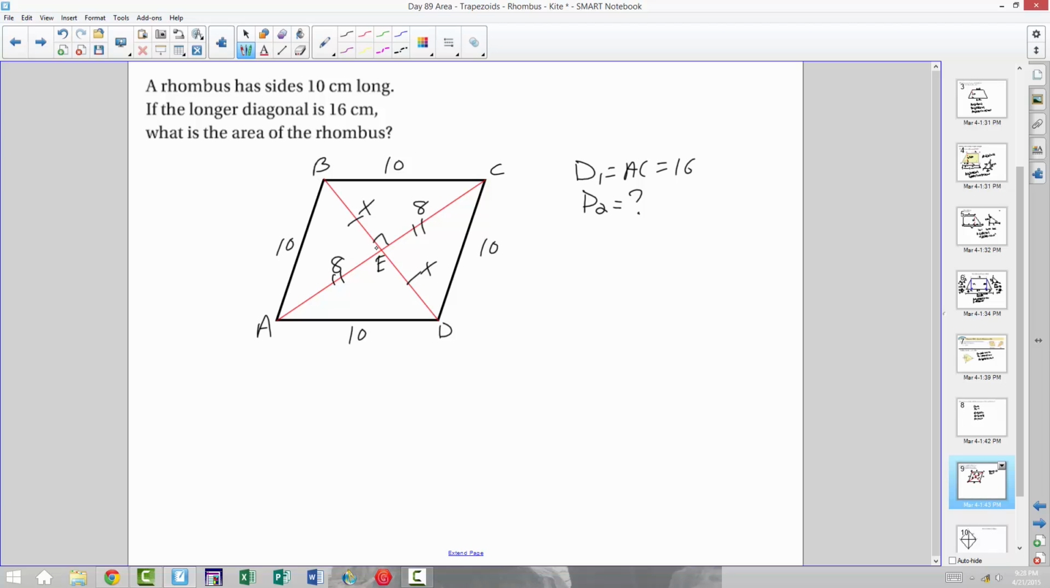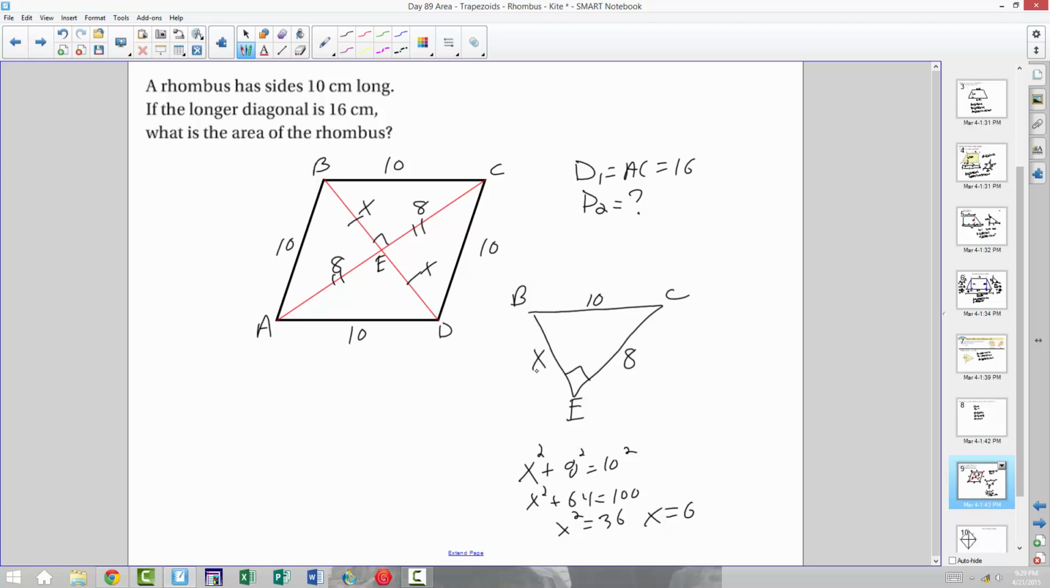Well, BEC creates a right triangle. So I have BCE, which is a right triangle. I have two given sides and am missing a side in a right triangle, therefore I can use the Pythagorean theorem to solve for x. You should know that 10 is your hypotenuse because it's opposite the 90 degrees. So I have x squared plus 8 squared equals 10 squared. So x squared plus 64 equals 100. x squared equals 36, therefore x is equal to 6.